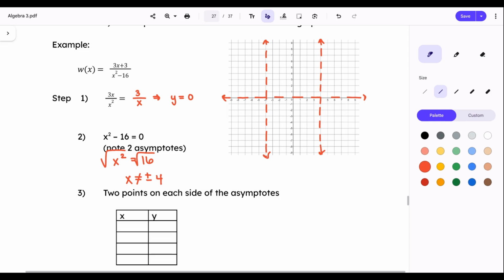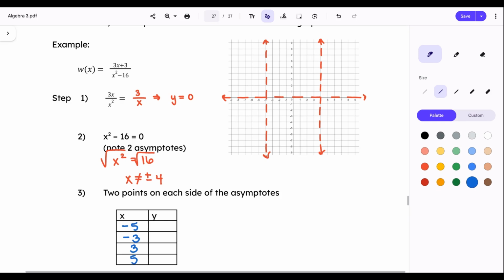So if you think about a number line, or even just think about your x values here, negative 4 would be between negative 5 and negative 3. So in my table here, I'm going to start with x values at negative 5 and negative 3. What numbers would positive 4 be between? Close. Positive 4 would be between 3 and 5.